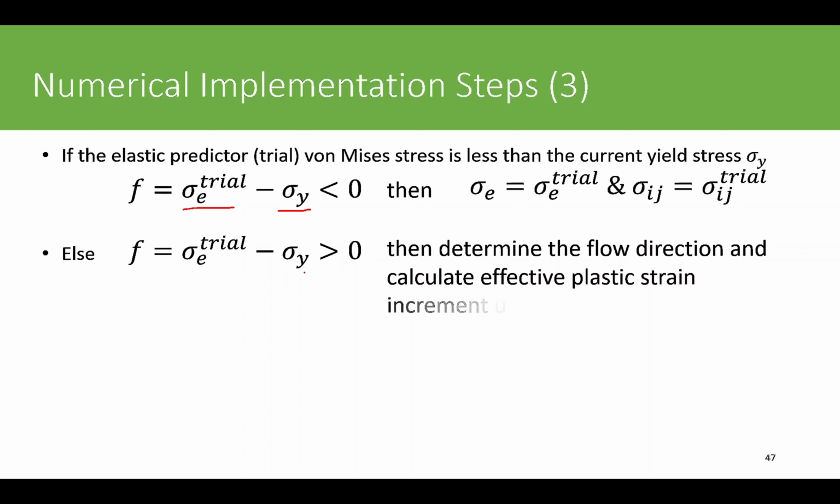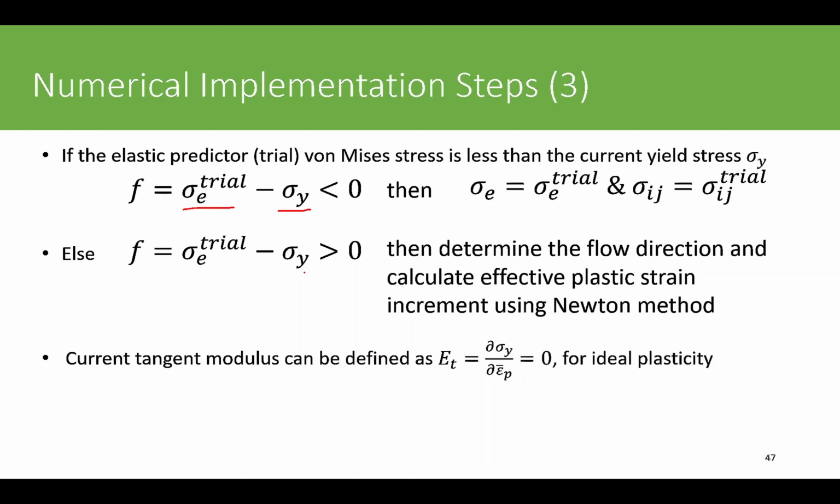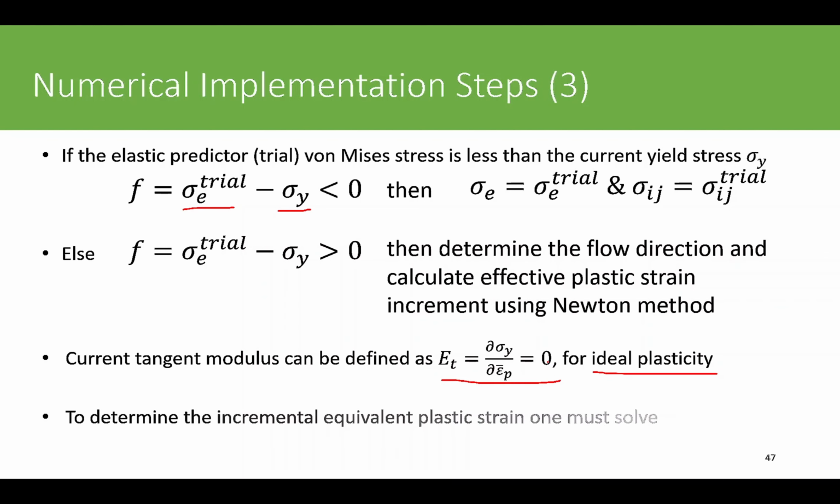In this case, we need to use some kind of normality rule, as I told you. So we need to find the flow direction, and also the effective plastic strain increment in this step. And for that, we will be using Newton's method, because it's a nonlinear equation which we have to solve. In this case, we are dealing with ideal plasticity, as I told you before. That means a horizontal line after the plastic deformation starts, and that's why the tangent modulus of that part of the curve is 0, because the slope of that line is 0. So to determine the incremental plastic strain, we need to solve this equation.